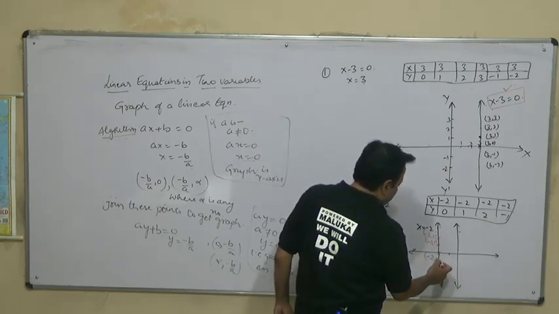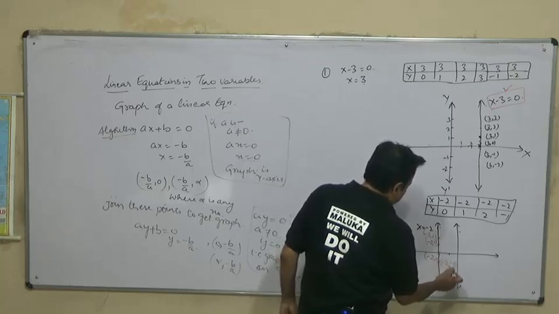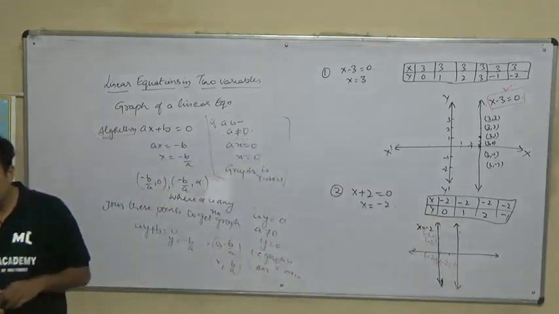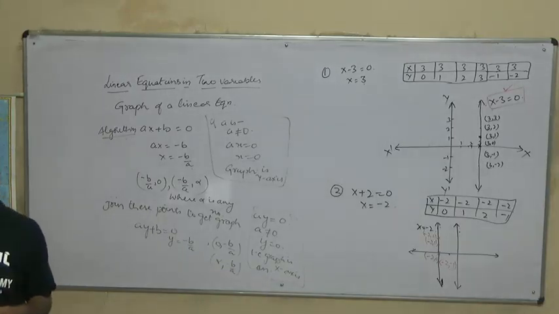Minus 2, comma minus 1. So this is minus 2, comma minus 1. So we join them, all fall on that line. Okay. Then we move to the next part to draw some more graphs. But before that, let us clean the board.